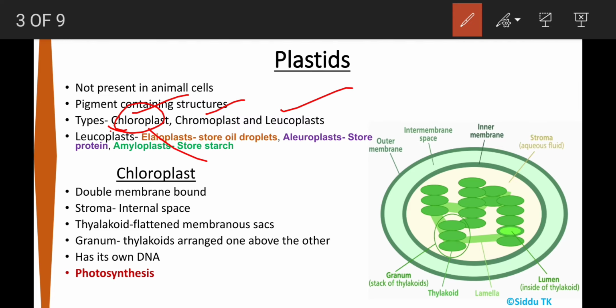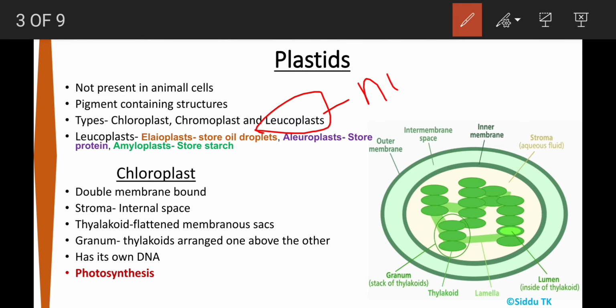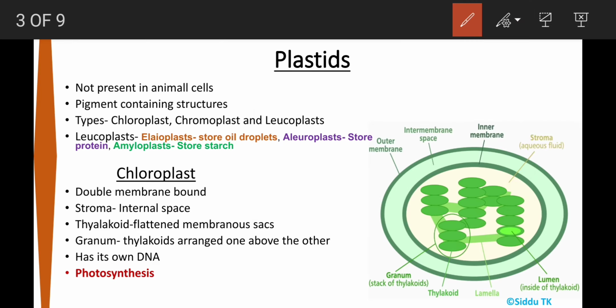Chloroplasts are chlorophyll-containing plastids and they appear green in color. Chromoplasts contain colored pigments other than chlorophyll. The leaf of the mango tree before turning green appears brown. That brown color is because of the presence of chromoplast. Leucoplasts usually do not contain any pigment. Instead, these store some food materials.